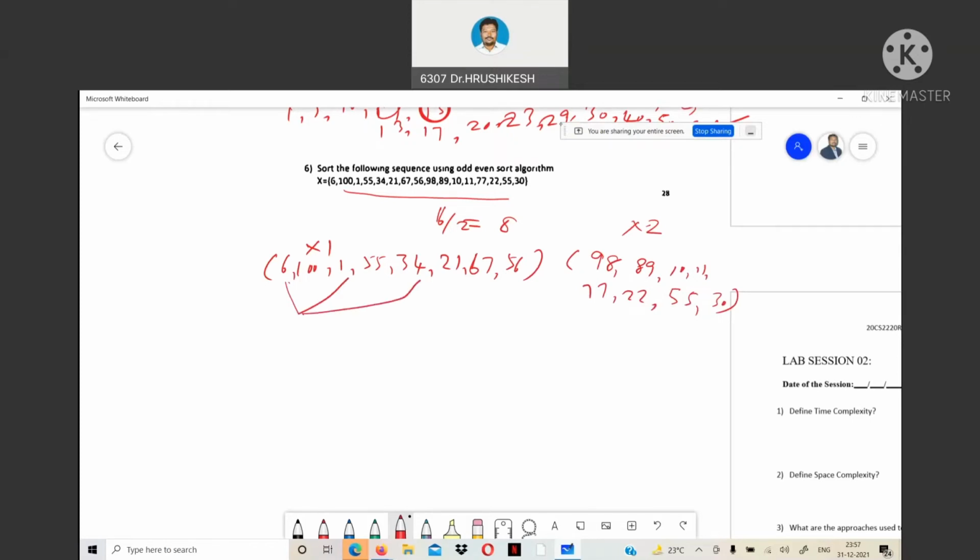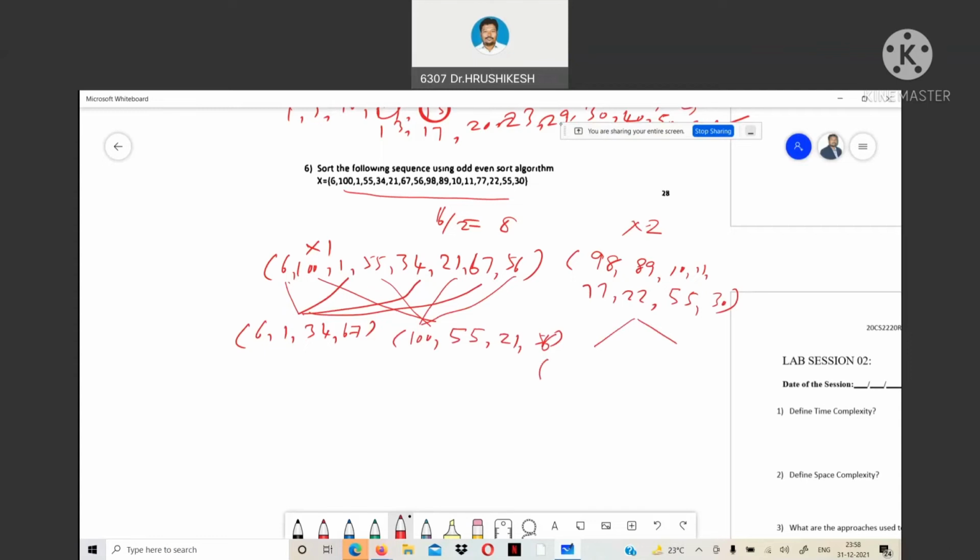Okay, now odd index elements, they were formed as one group. What are those? 6, 1, 34, 67. Even index elements, you are forming into another group. So they were 100, 55, 21, 56.